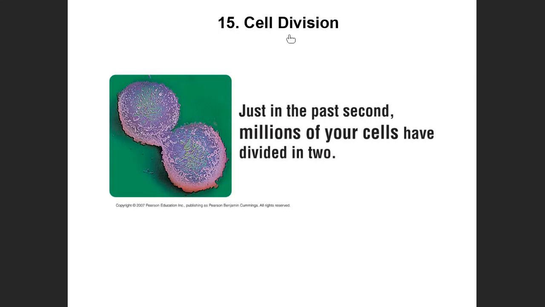Cell division, simply put, is where one cell divides into 2 cells. Let me just put a line. One cell divides into 2 cells. That's cell division. One cell divides into 2 cells. That's the simplest way to describe it.